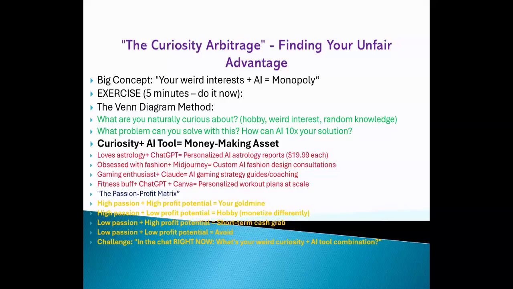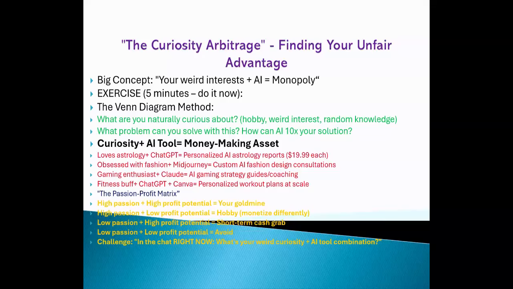So what are you naturally curious about? Think about your hobbies, weird interests, random knowledge. And what problem can you solve with this? How can you use AI to 10x your solution? Think about this. How can you combine your curiosity with the AI tools to turn into money-making assets? And that should be your goal in your asset creation project.